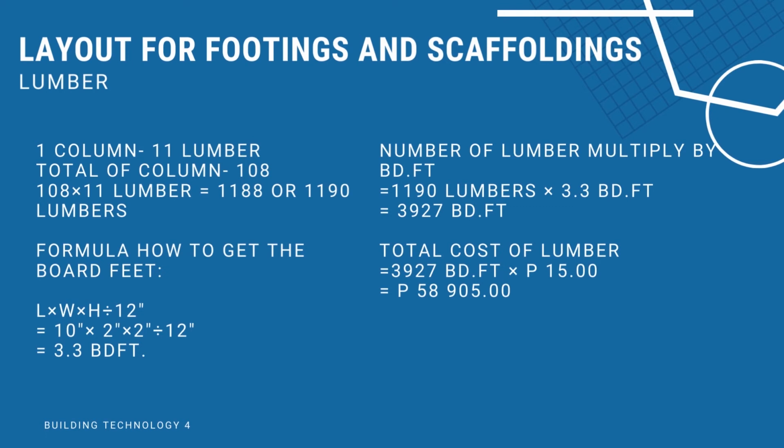So formula how to get the board feet. The formula is length times width times height divided by 12 inches. So 10 feet times 2 inches times 2 inches divided by 12 inches equals 3.3 board feet. So the number of lumber multiplied by board feet. So we have 1,190 lumbers times 3.3 board feet equals 3,927 board feet. To calculate the total cost of lumber, we multiply 3,927 board feet times mo sa 15 pesos, which is 58,900 pesos.